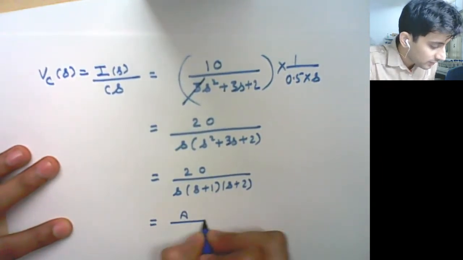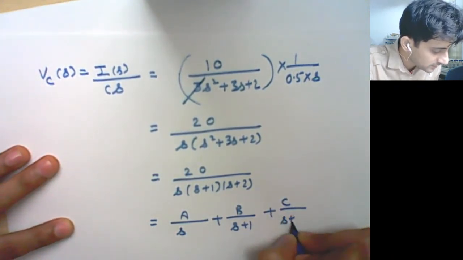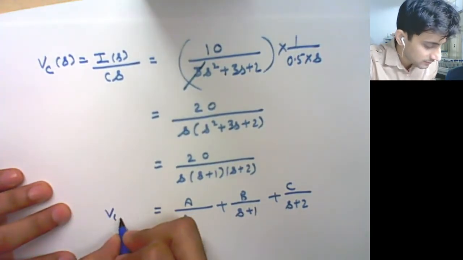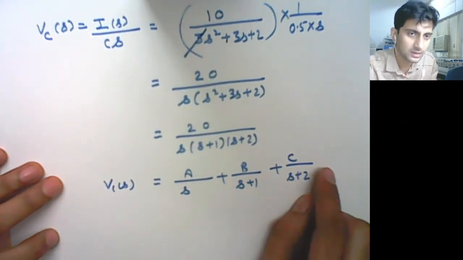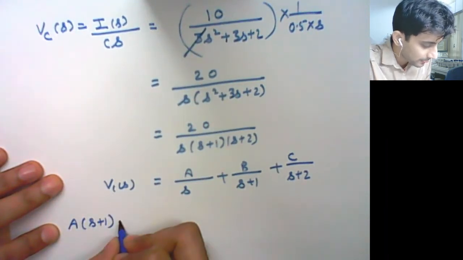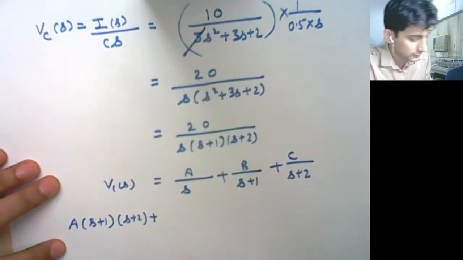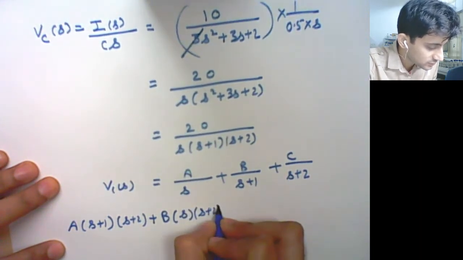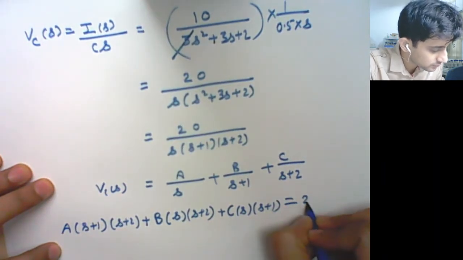Now you have to solve it for A upon s plus B upon s plus 1 plus C upon s plus 2. Okay? And this is nothing but equals to your VC as a function of s. Can you find out the value of A, B, and C? So as far as I look at it, it seems that A into s plus 1, s plus 2, plus B into s plus 2, plus C into s plus 1 should be equals to 20.